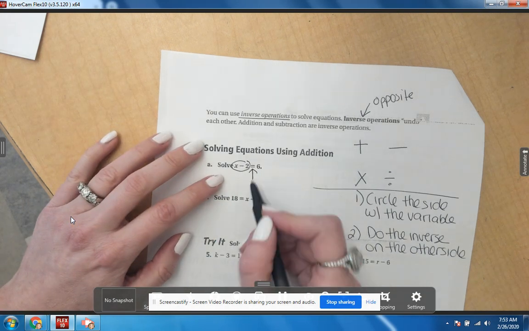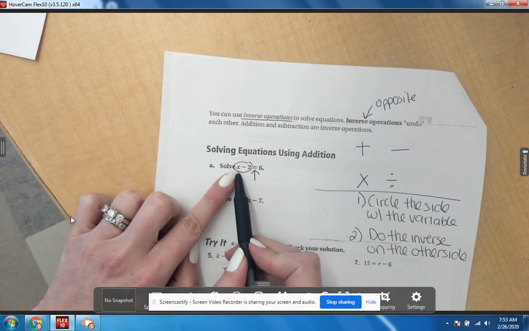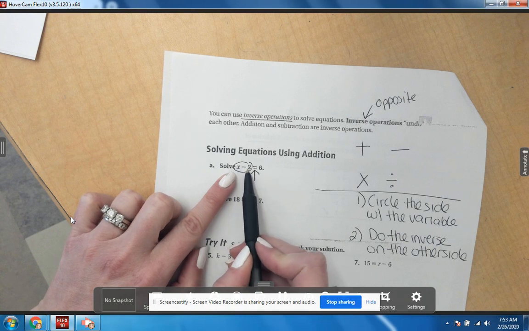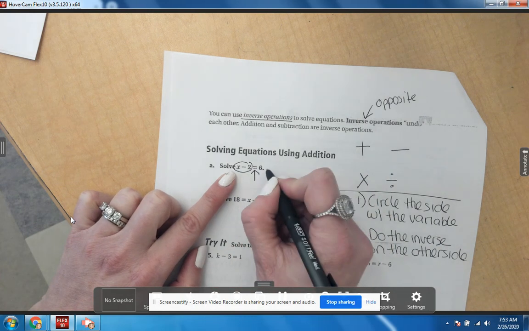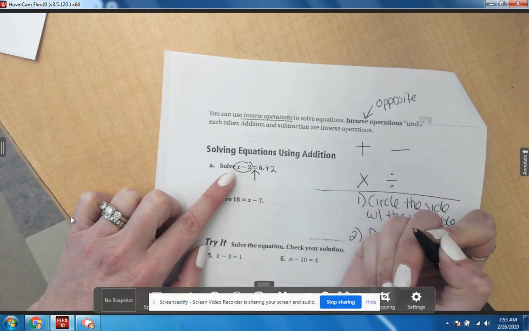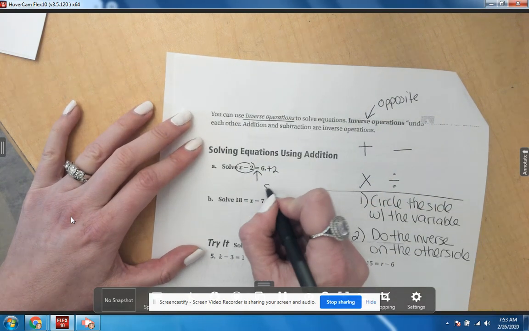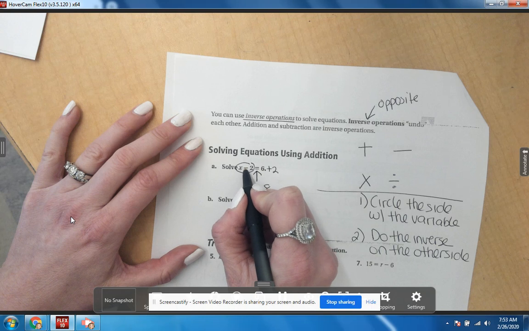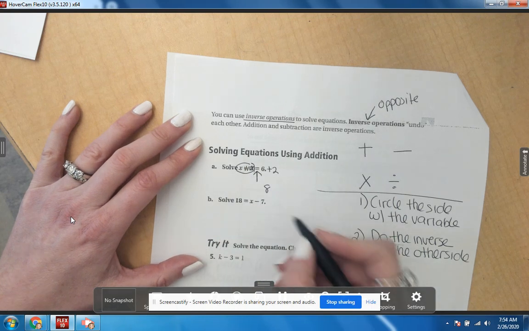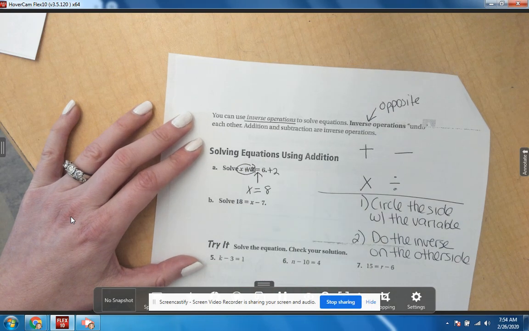Now it says do the inverse on the other side. So what are they doing to the variable? They're taking away 2. So on the other side of the equal sign, we're going to do the opposite, which is adding 2. 6 plus 2 is 8. Cross out the thing that you did. So we did the opposite of minusing 2. And our answer is x equals 8.